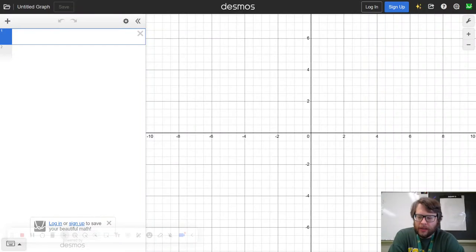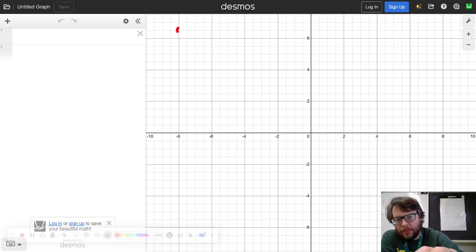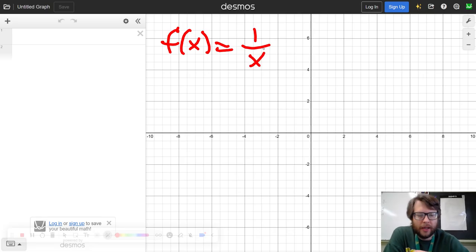So I'm just going to talk about a very basic idea for rational functions. And whenever you hear the word rational function, you should just think of a function with a fraction in it. So the simplest idea would be a function that looks like f of x is 1 over x.